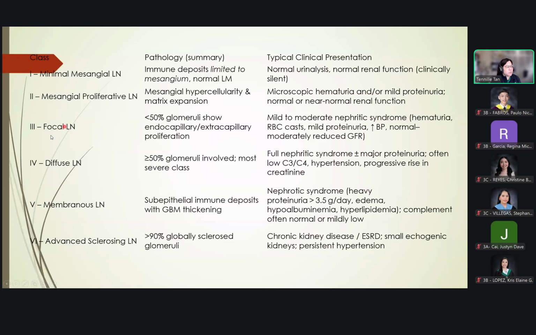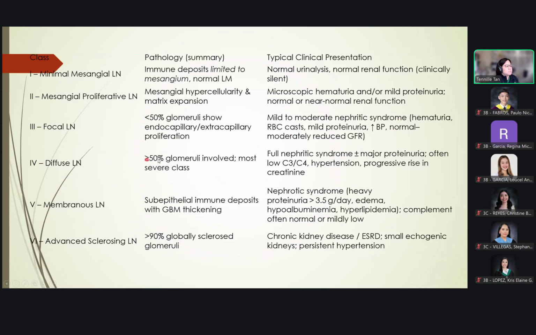So the reason why we call it focal is that less than 50% of glomeruli will show endocapillary or extracapillary proliferation. So usually the patients will have mild to moderate nephritic syndrome. They'll have hematuria, RBC casts, mild proteinuria, increased BP, and normal to moderately reduced GFR.